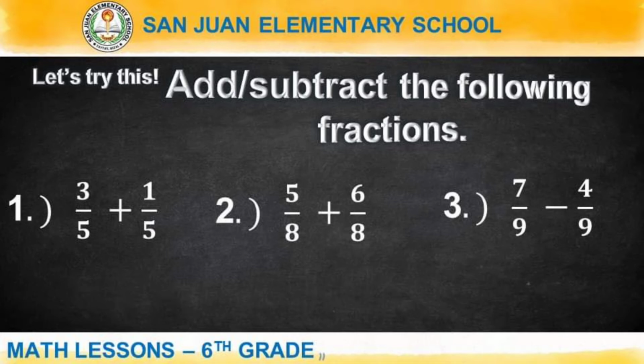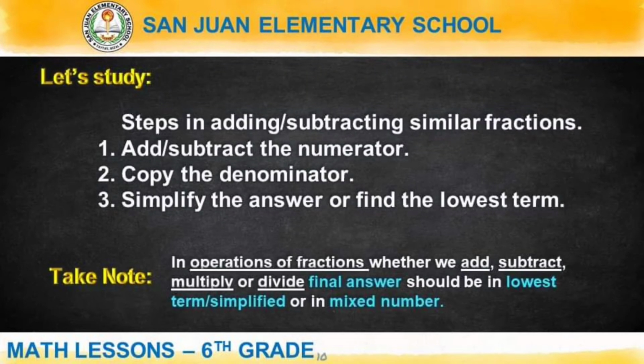Now, let's try this. Add or subtract the following fractions. Number 1, 3/5 plus 1/5. Number 2, 5/8 plus 6/8. Number 3, 7/9 minus 4/9. But before that, let us first study the steps in adding and subtracting similar fractions. Step 1. Add or subtract the numerator. Step 2. Copy the denominator. Step 3. Simplify the answer or find the lowest term.